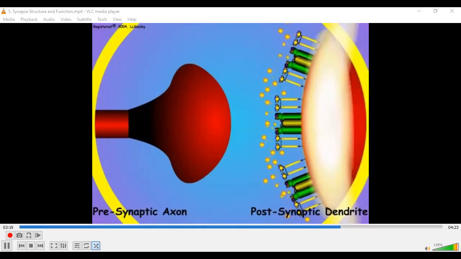To stop the depolarization of the postsynaptic region by the neurotransmitter chemicals, proteins called enzymes are present that destroy the neurotransmitter chemicals.